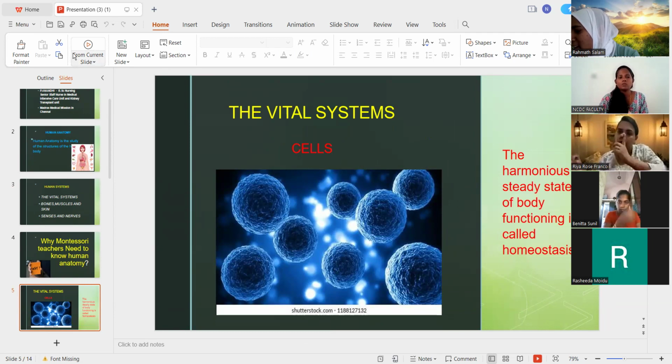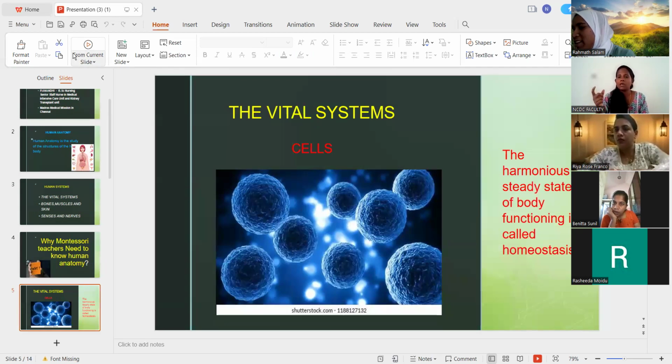So we know the heart is very important. Without pumping, we can't live. The brain is very important because without the brain, we can't survive. So among these main organs, one of the most important is the cell.